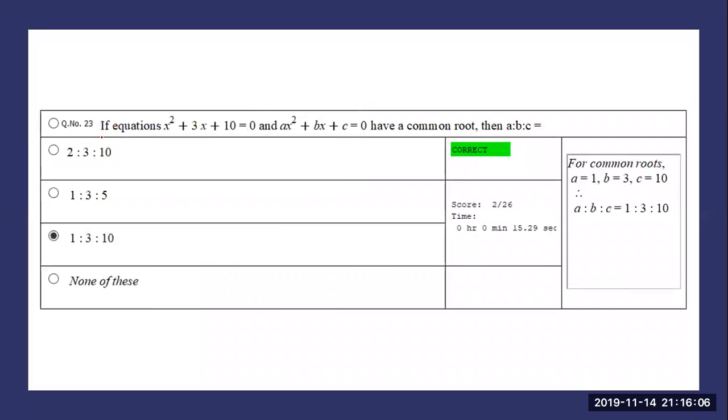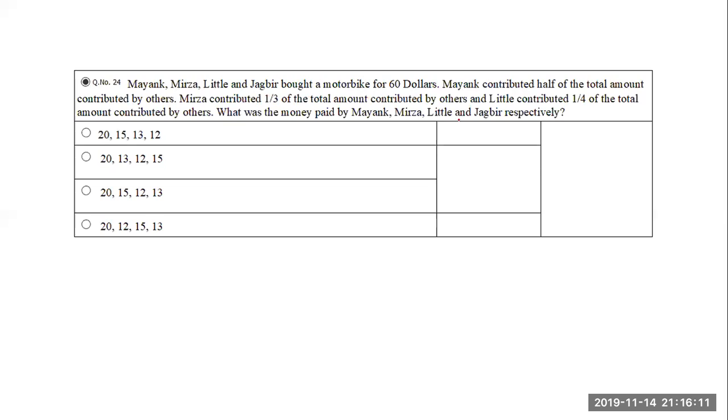This is the answer. 1 is to 3 is to 10 is the answer. Very good. We will see the next question. This question we have already seen, right? Same method. Tell me what is the answer? 20, 12, 15, 13. 20? I told you. See, first one is 1 by 2. 1 by 2 means you have to divide by 2, 3. So 20. Next is 1 by 3. That means you have to divide by 4. Then 1 by 4, you have to divide by 5. Okay, 20, 15, 12, 13.